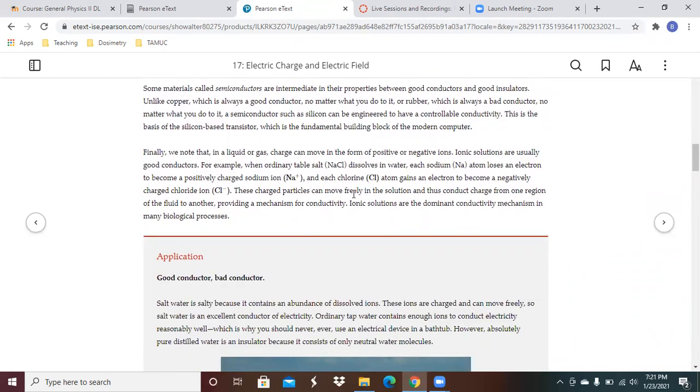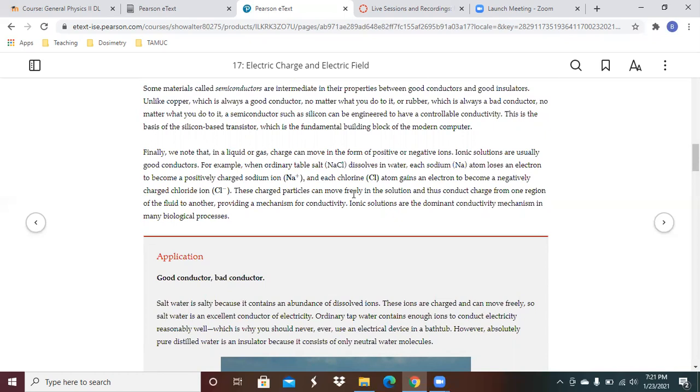Some materials are semiconductors, and they split the difference between conductors and insulators. They're not like copper, which is always a good conductor no matter what you do, or rubber, which is always a bad conductor no matter what you do. A semiconductor, such as silicon, can be engineered to have controllable conductivity, and that's the basis for silicon-based transistors, the fundamental building block of your modern computer.